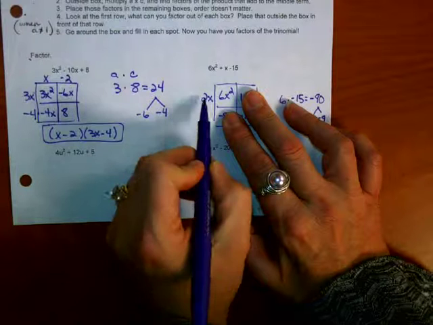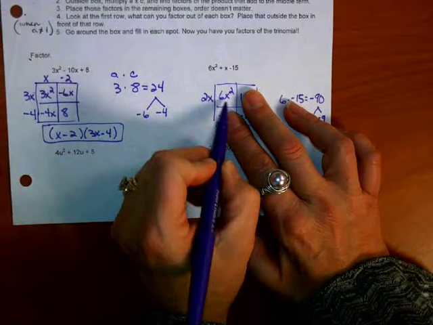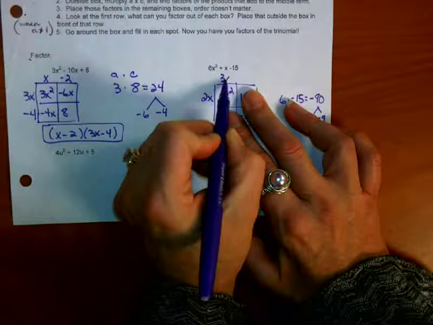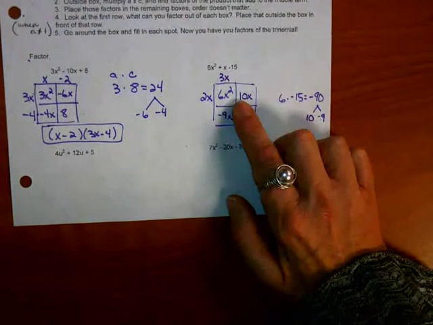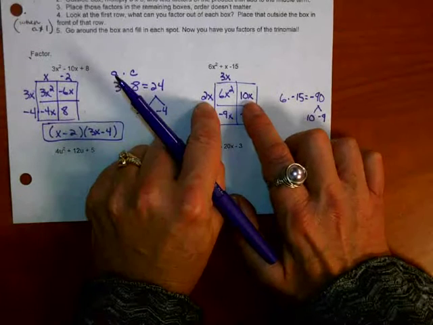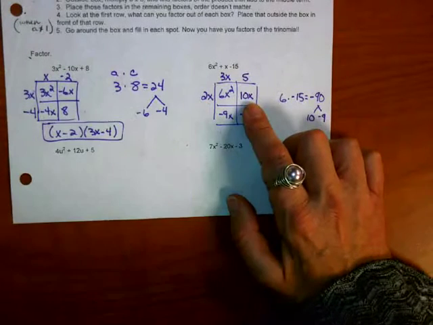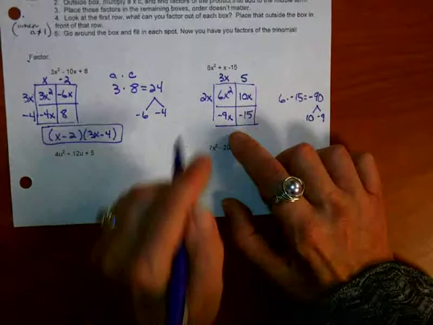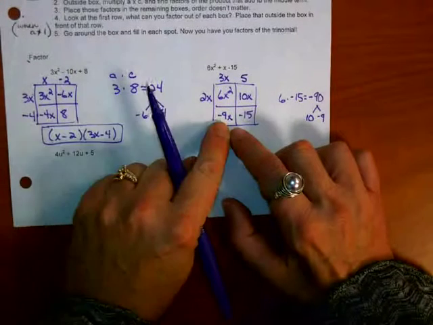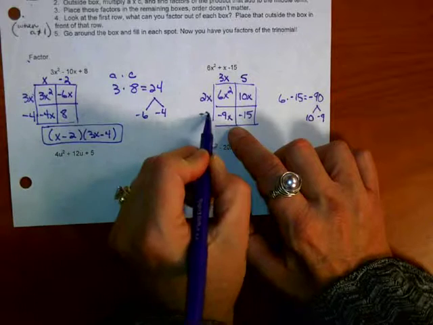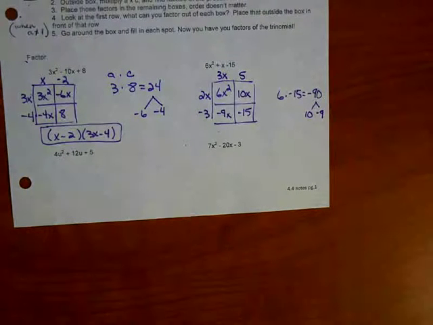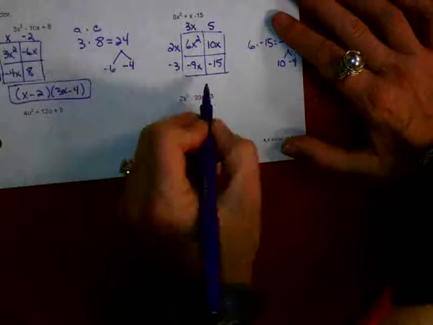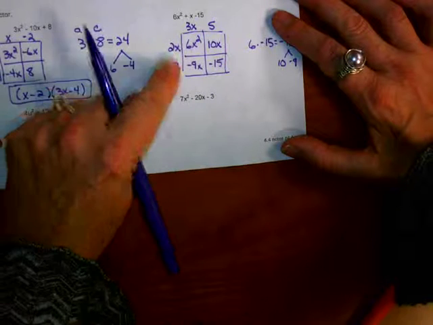Now you go here and you say, what do I multiply 2x by to get this area? 3x. What do I multiply 2x by to get 10x? 5. Then I have to look down. What do I multiply 3x by to get negative 9x? Negative 3. And this times this is that. No. Your factors have to be 3x plus 5 or 2x minus 3.